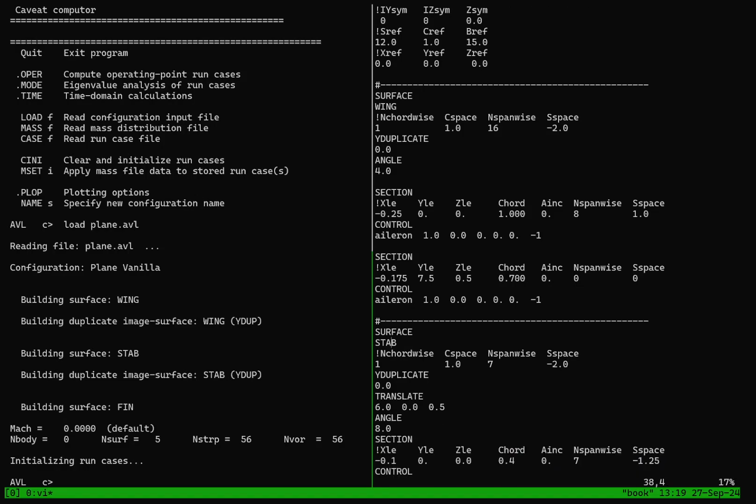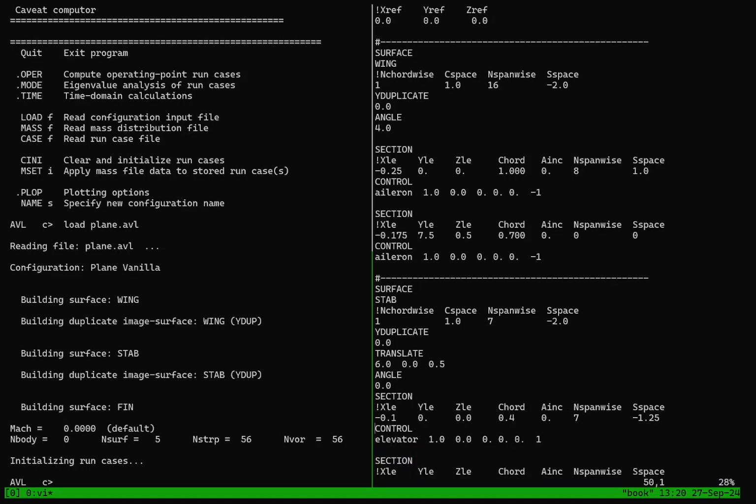Another surface we want to look at is the horizontal stabilizer. Again, it's one chordwise vortex, which means basically lifting line theory, and seven vortices in the spanwise direction, also duplicated around y equal to zero. It's also translated by 6 in the x direction, which means the leading edge of the horizontal tail is 6 units behind that of the main wing. And the angle, I think it should be zero originally, which basically means the angle of attack of the horizontal tail is the same as the airplane.